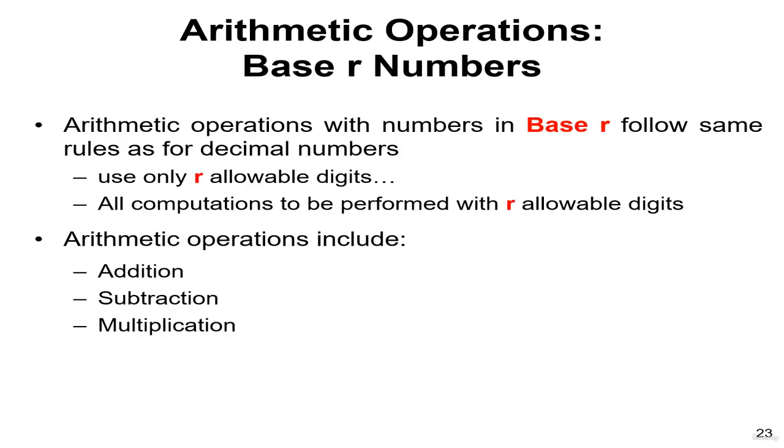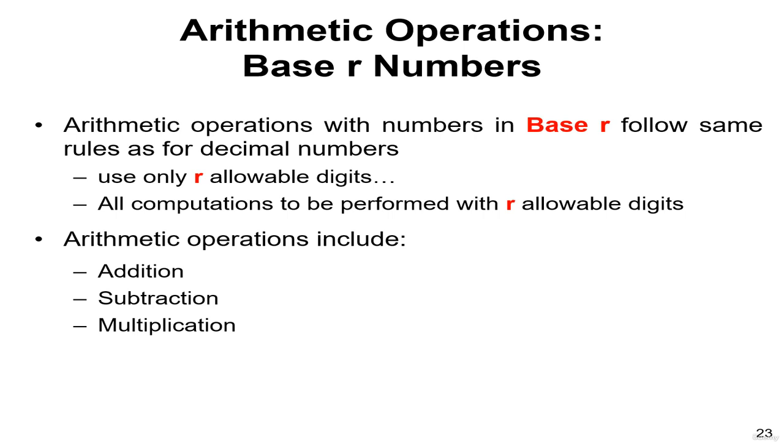Okay, now we will talk about different arithmetic operations. Arithmetic operations with numbers in base R follow the same rules as for decimal numbers. What are arithmetic operations? The different operations of addition, subtraction, multiplication and division are called arithmetic operations. We are familiar with the decimal number system. We would like to learn how to perform these operations in other number systems, by which we mean binary, hexadecimal and octal.